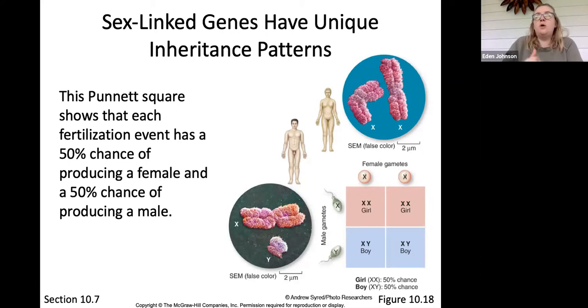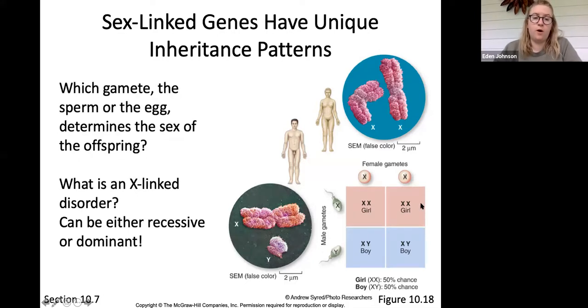So if those people kept reproducing, they would eventually have a boy, because every single fertilization event is not dictated by the one that came before it, okay? So your likelihood at every single fertilization event is 50%. You either are going to have a girl or you're going to have a boy. 50% for girl, 50% for boy.